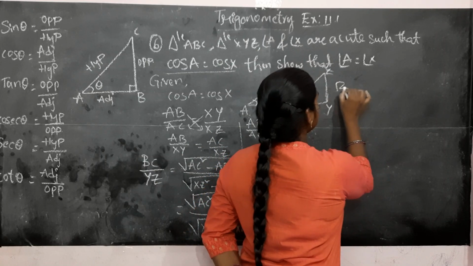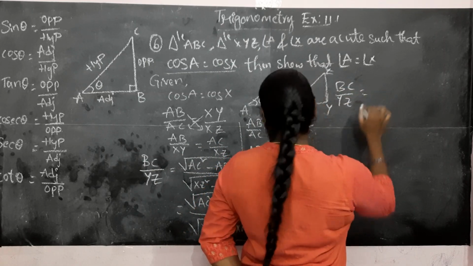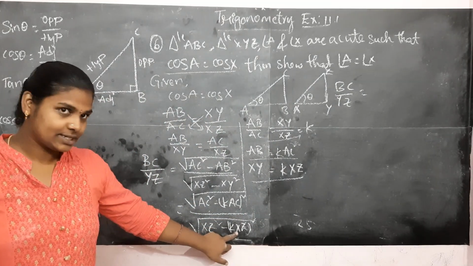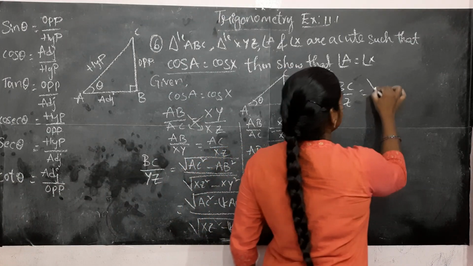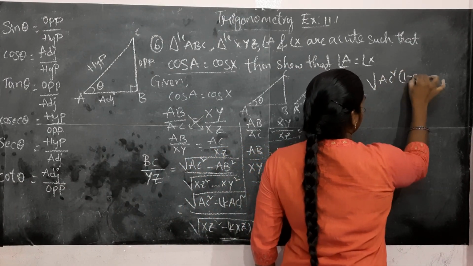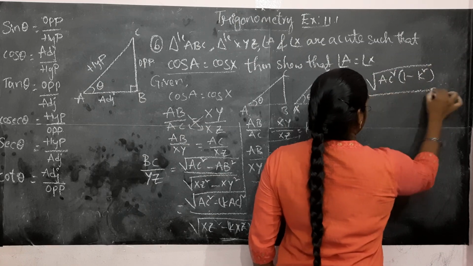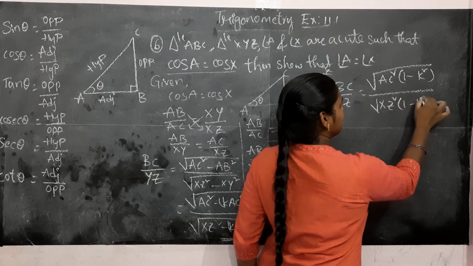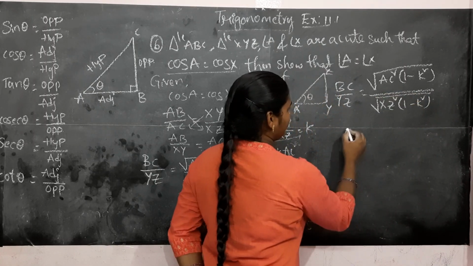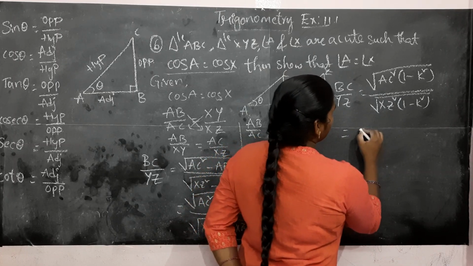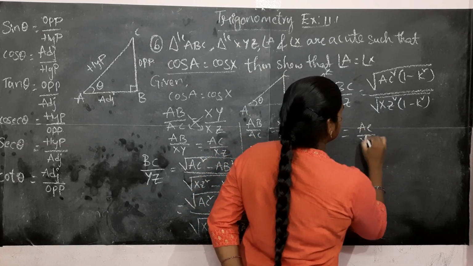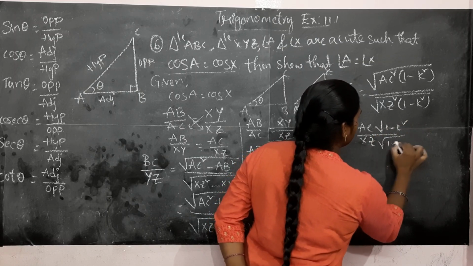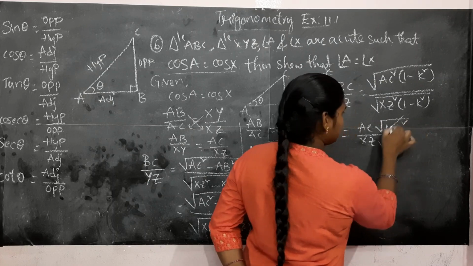what is that? BC by YZ is equal to AC square and AC square are common. Here XZ square and XZ square are common. So I am taking them out. So this becomes AC square into 1 minus k square by XZ square into 1 minus k square. So let me take out AC by XZ into under root of 1 minus k square and root of 1 minus k square. These two will get cancelled.